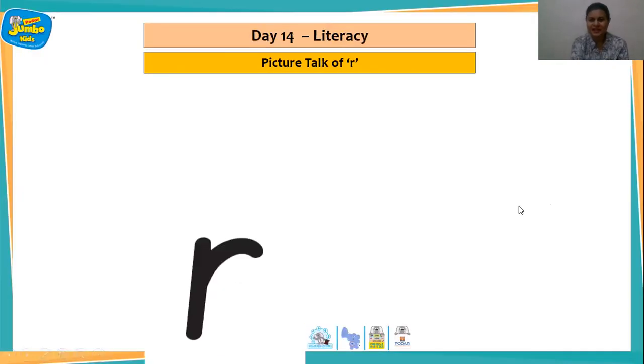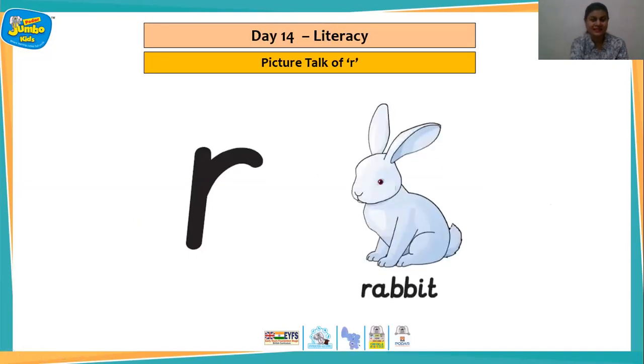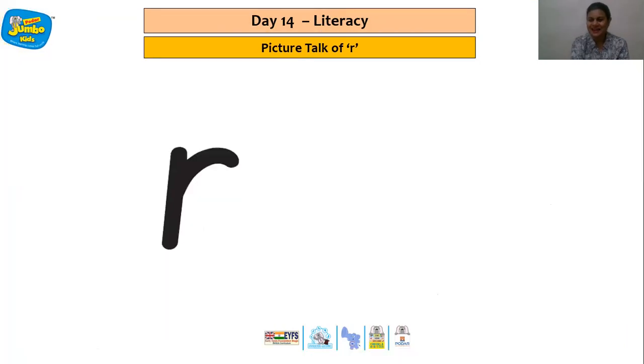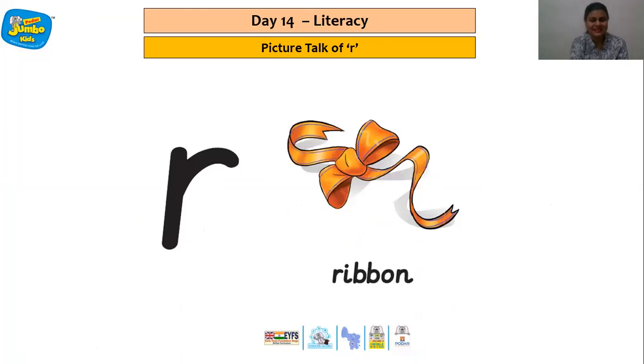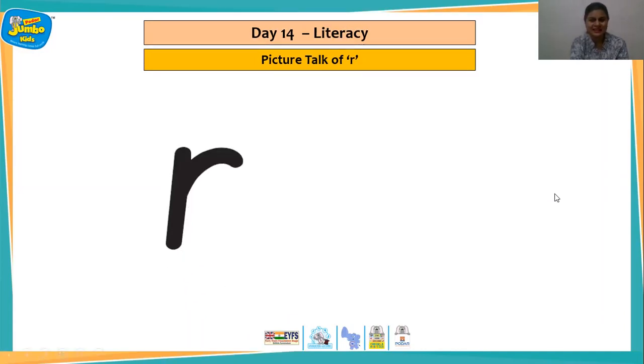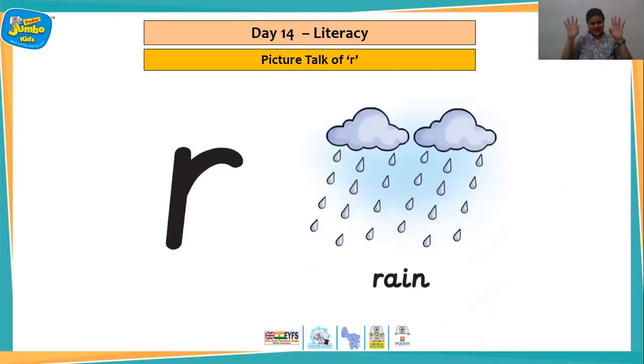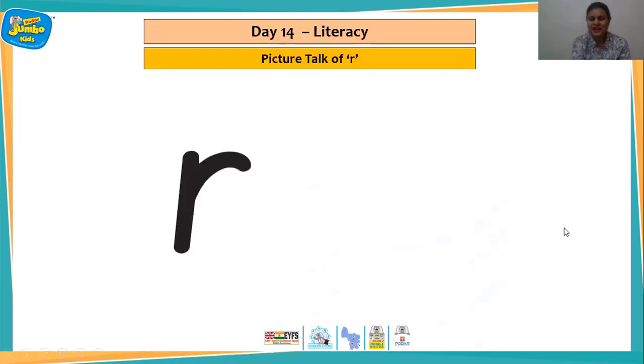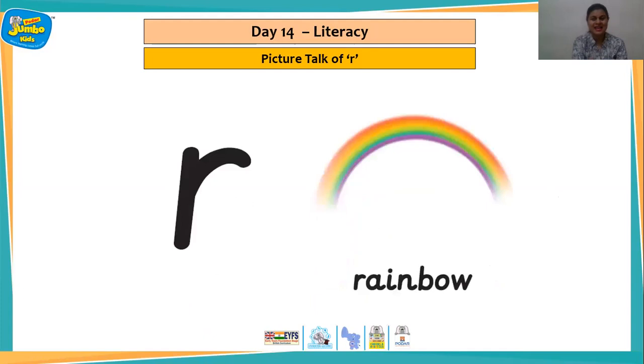Rocket. Rabbit. Yes. This is ribbon. What flower is this? Rose. Correct. The rain. Wonderful, children. This is, yes, colorful rainbow. Wonderful, children. So, those were the pictures on letter R.